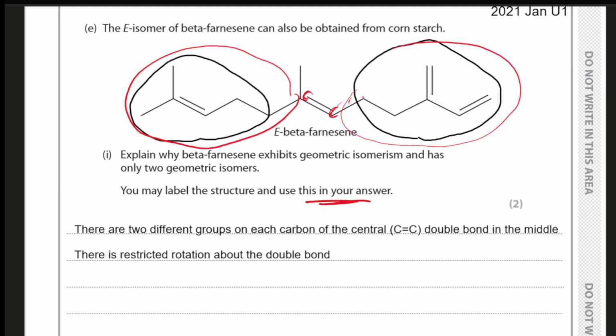So the first condition for geometric isomerism to happen is that 2 different groups must be attached to the carbons present in the carbon to carbon double bond, and due to the presence of the double bond there is restricted rotation. That's the second condition. So due to these 2 conditions being present already in this structure, we can say this structure exhibits geometric isomerism.